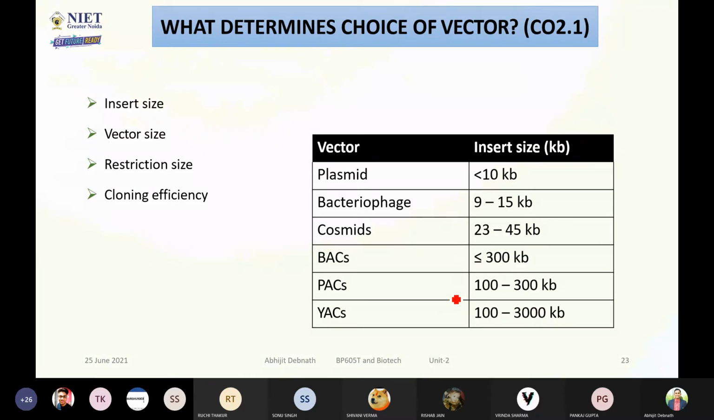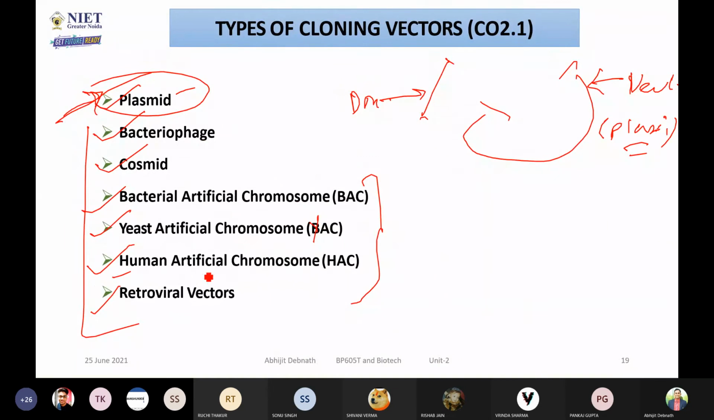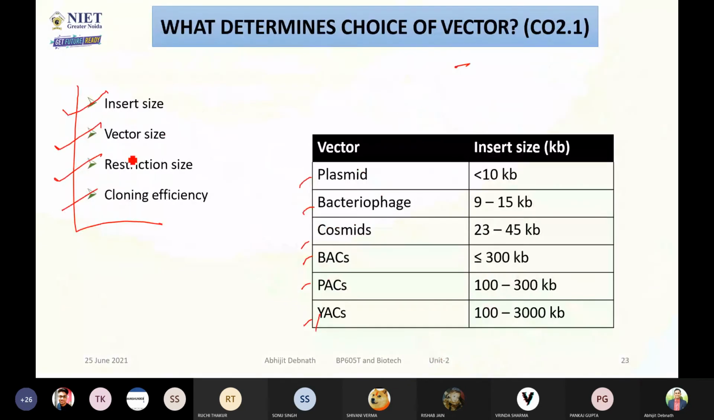So what determines the choice of vector? Already I have told you, and you might have seen in the feature section, the insert size, the vector size, distribution size, and cloning efficiency. These will be the determining factors. Okay, so if I tell you the size of various vectors like plasmid, bacteriophage, cosmid, BAC, PAC, and YAC. So if you see the yeast artificial chromosome, human artificial chromosome, and these things, I mentioned their sizes here.